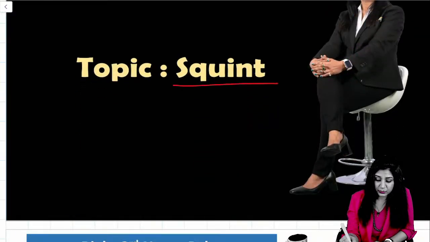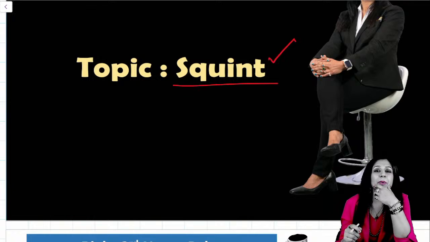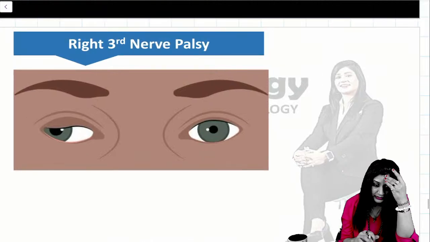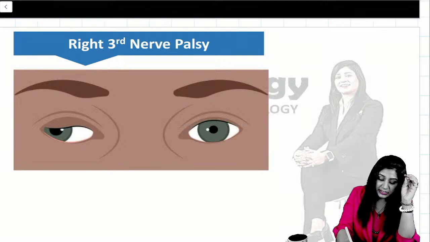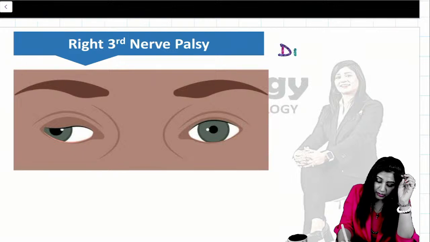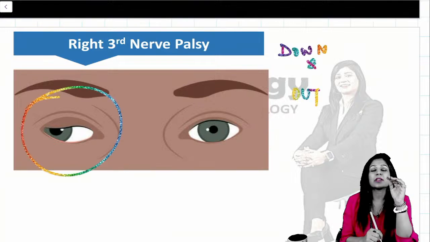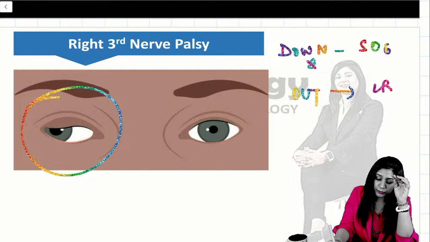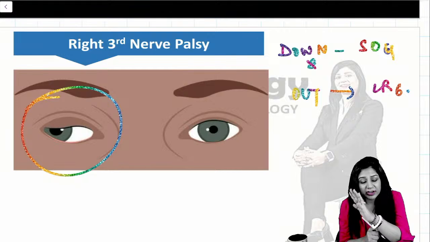Then the squint. Now, yes, squint is not a topic from which so many questions are asked, but we cannot totally miss it, and you can get a question from squint. So, one important thing in squint is third nerve palsy. Whenever we have third nerve palsy, the eye, first of all, will be down and out. It has gone down due to superior oblique, out due to the lateral rectus, because it is SO4 and LR6. So these two muscles are working and therefore the eye has deviated that side.